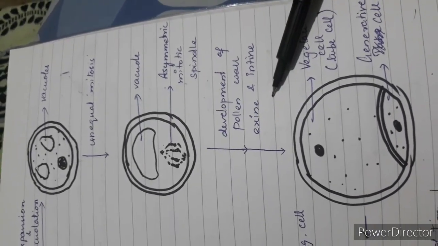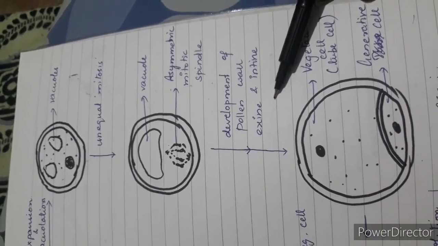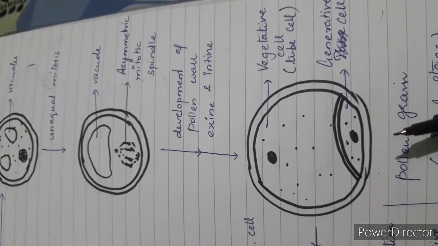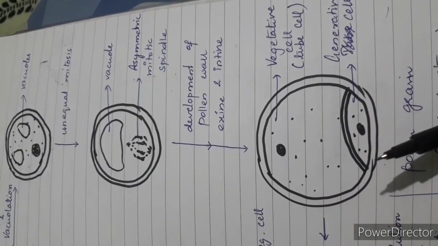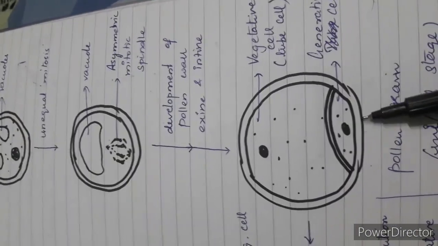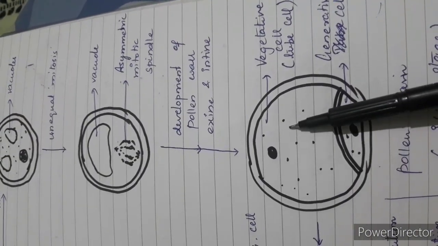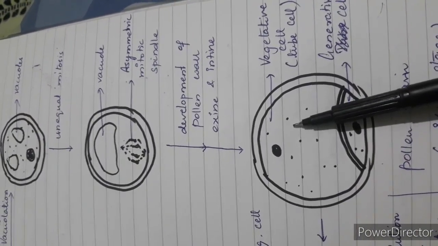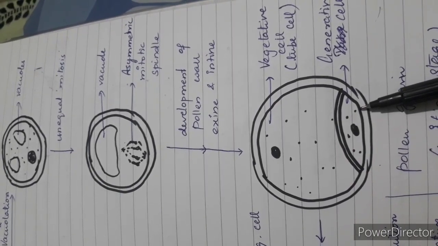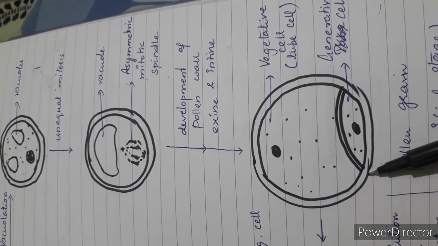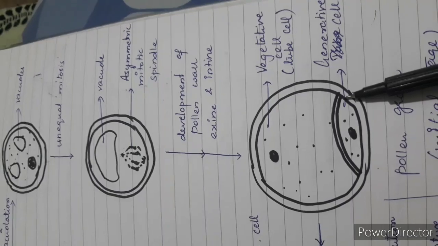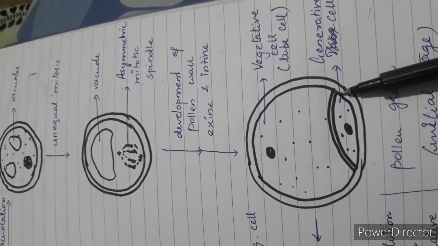Then there is development of the pollen wall. Exine and intine are going to develop. So as a result of unequal mitosis, we got a bigger cell and a smaller cell. The bigger cell is a vegetative cell, which is also known as the tube cell. The smaller cell is the generative cell. Initially the generative cell is attached to the vegetative cell by means of a callose layer.